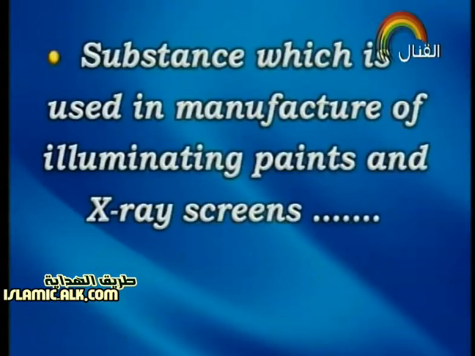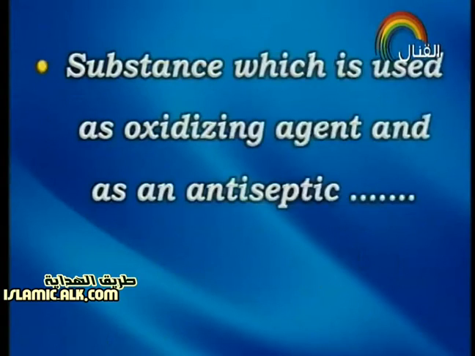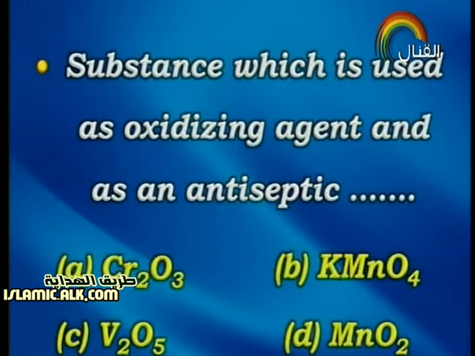Next point, substance which is used in the manufacture of illuminating paints and X-ray screens. Is it chromium oxide, zinc sulfide, or vanadium pentoxide, or manganese dioxide? If you think about it, my dear student, it will be zinc sulfide. Next point, substance which is used as oxidizing agent and as antiseptic. Is it chromium oxide or potassium permanganate or vanadium pentoxide or manganese dioxide? If you think about it, my dear students, the answer will be potassium permanganate.